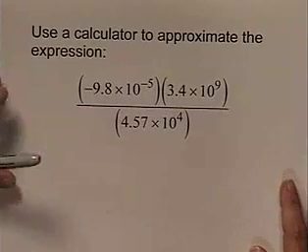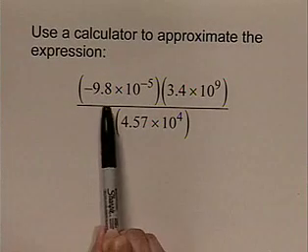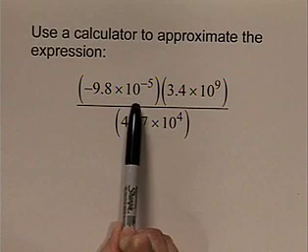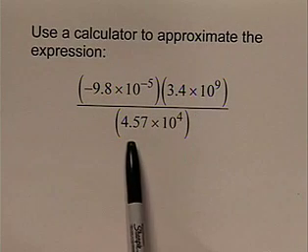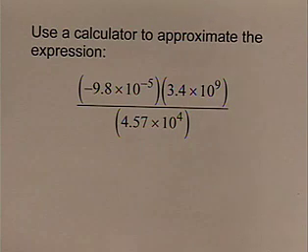Well, now it's your turn to try a problem like these. I'd like you to stop the tape and work the following problem, and when you're done, restart the tape to check your work. Here's the problem I want you to try. I want you to use a calculator to approximate the expression negative 9.8 times 10 to the negative fifth times 3.4 times 10 to the ninth divided by 4.57 times 10 to the fourth. Give this a try.